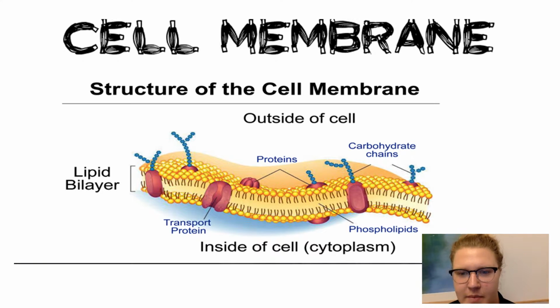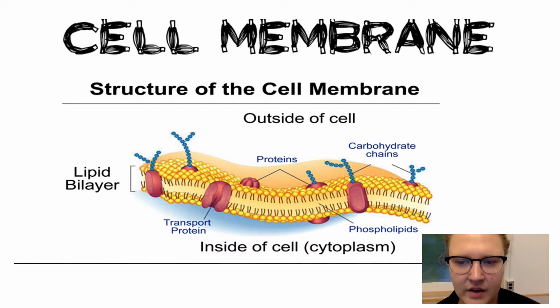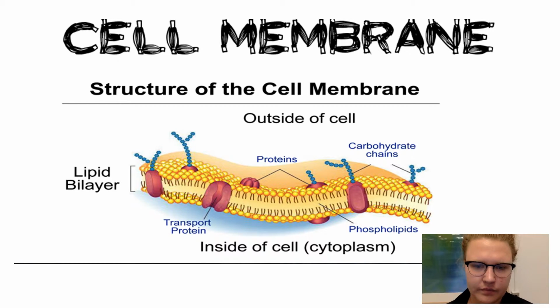The cell membrane is a semi-permeable membrane surrounding the cytoplasm of the cell. It separates the interior of cells from the outside environment. The cell membrane is selectively permeable and controls the movement of substances in and out of cells. It consists of a phospholipid bilayer, proteins, carbohydrate chains, and transport proteins. It's involved in cell adhesion, conductivity, and cell signaling.